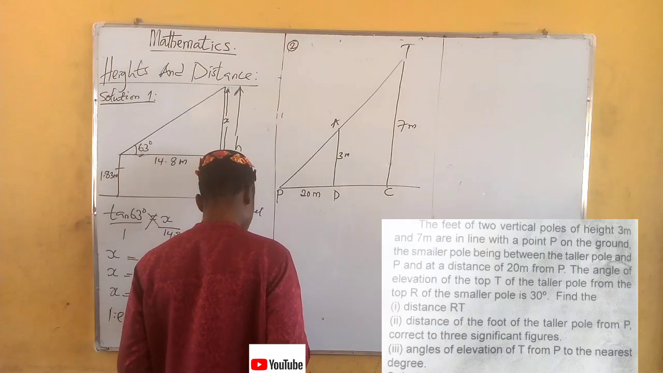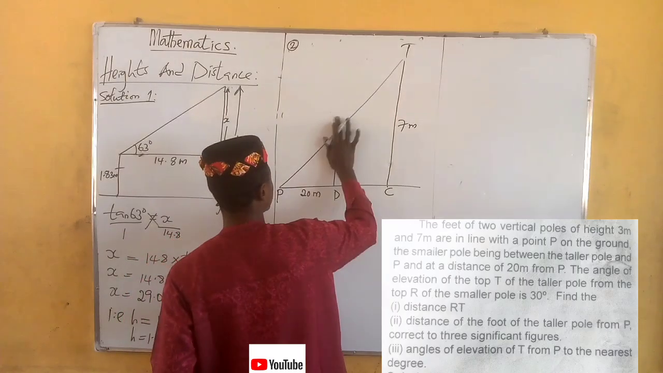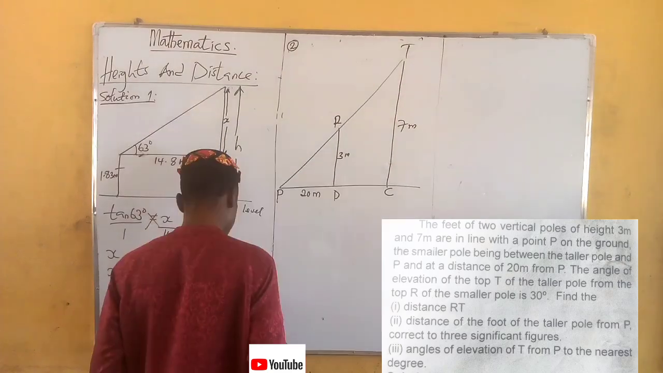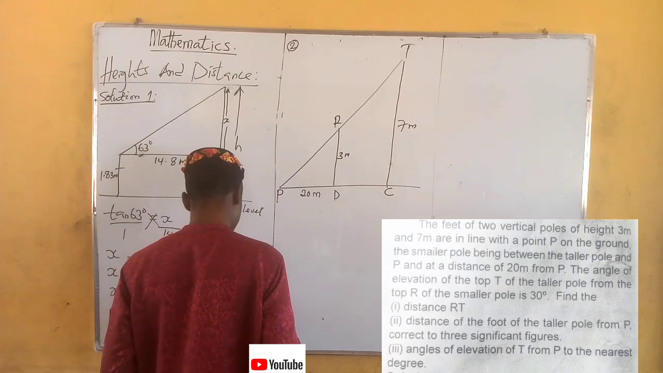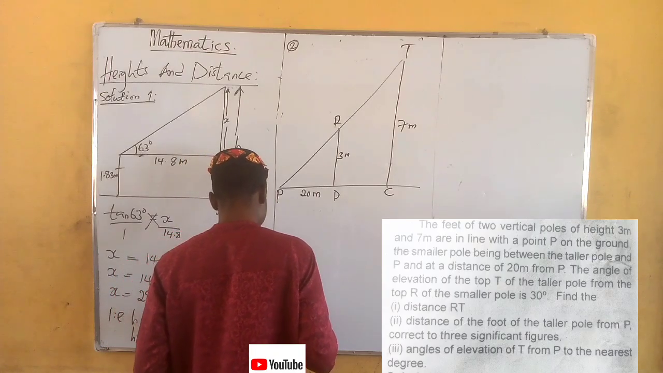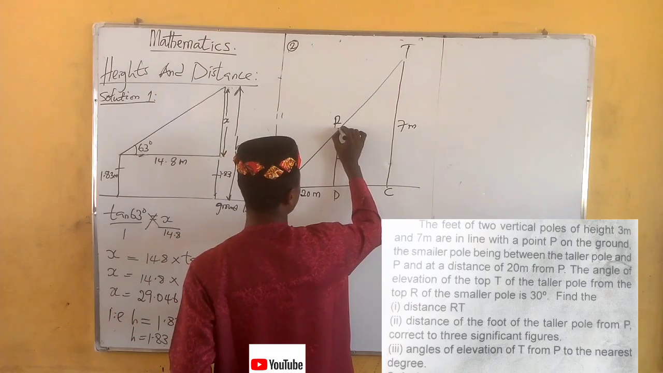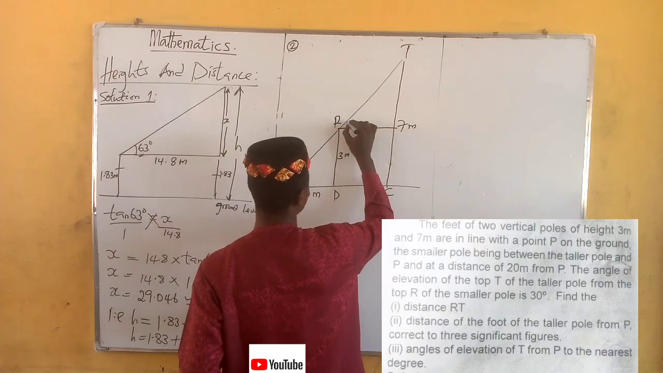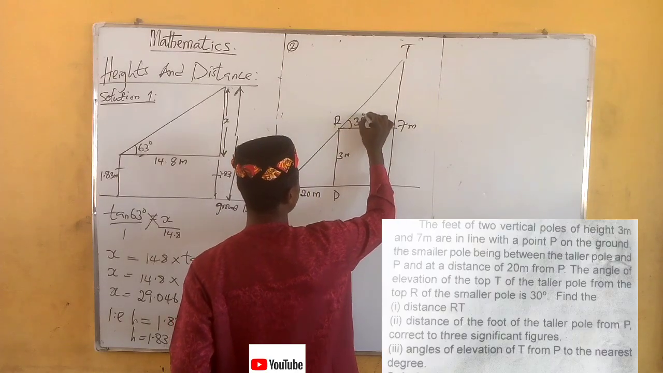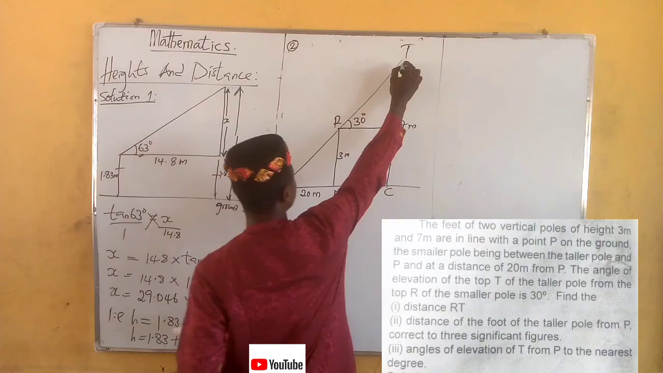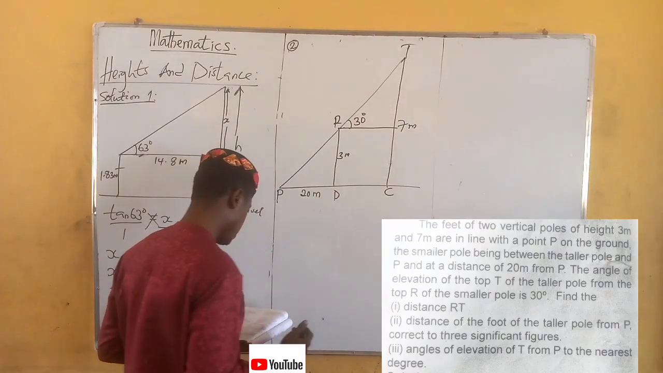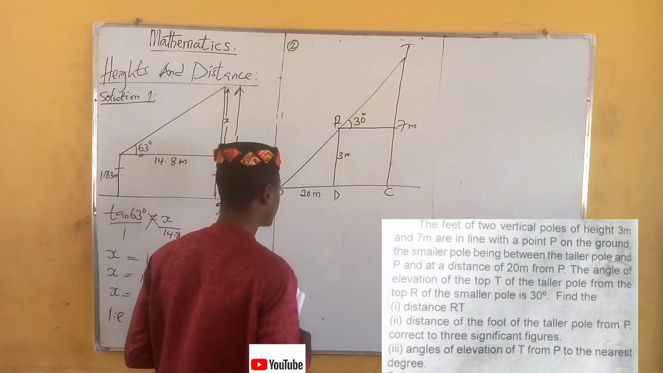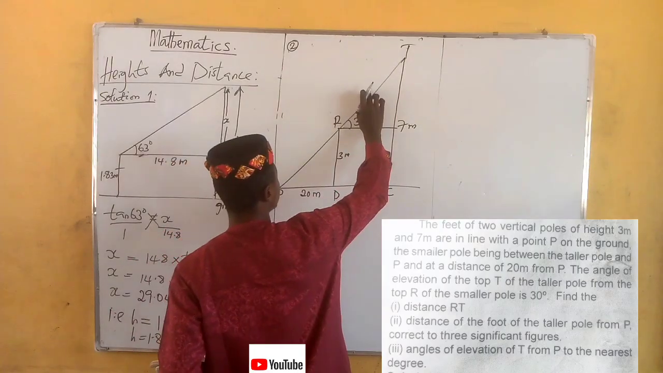Angle of elevation of the top T of the taller pole from the top R. Okay, so the top here is R. The angle of elevation of the top T of the taller pole from the top R of the small pole is 30 degrees. So there will be an angle of elevation here, which is 30 degrees. From here, the angle of elevation to the top there is 30 degrees. Let's say find distance RT. We have to find our RT here.